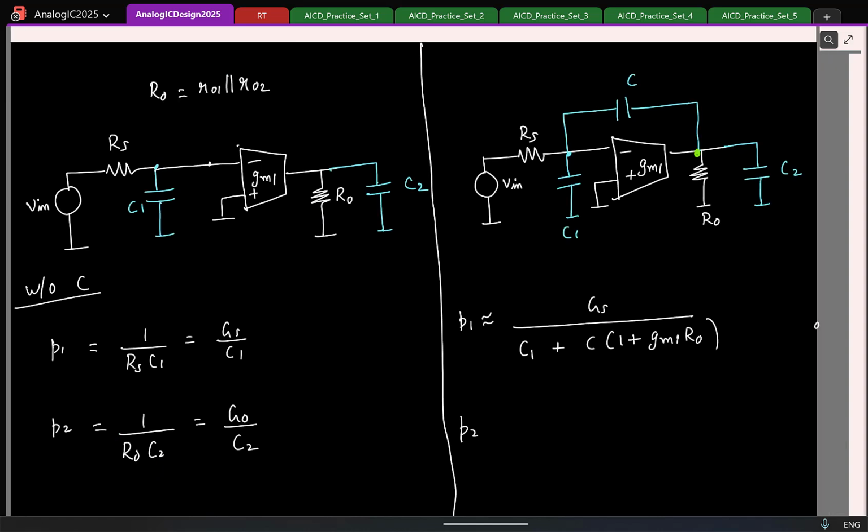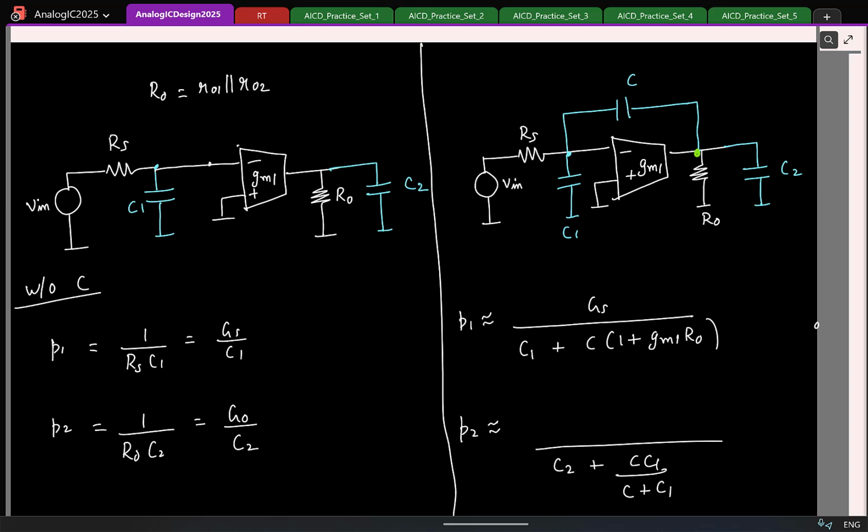Similarly, let's try to write the high frequency pole. For that, I try to do a similar exercise. I try to find the total capacitance at the output node and the total conductance at the output node. What is the capacitance here? I definitely have C2. This will come in parallel with these two fellows connected in series. Is that clear? So what will be the capacitance now? C2 is in parallel with the series combination of C and C1. That is C1 by. That is the capacitance.